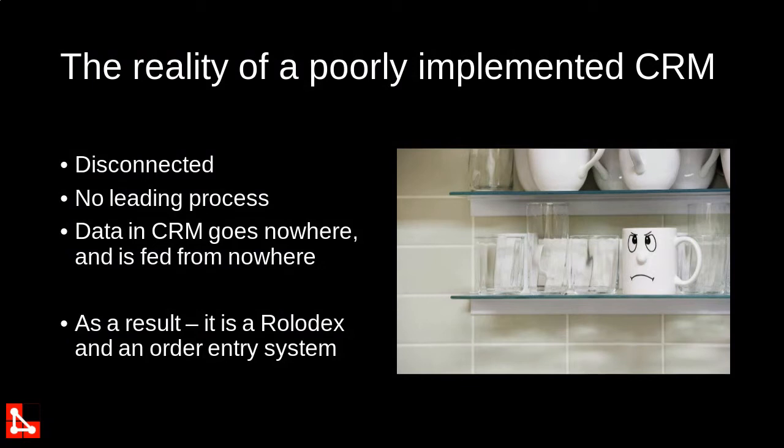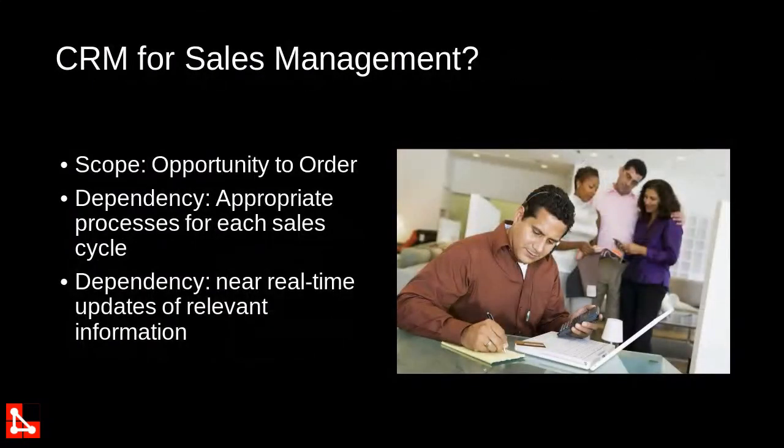So CRM for sales management. Okay, so what's the scope? What does it contain? Because we're obviously not talking just customer 360 here. It's actually from the opportunity or the deal to the order, all the steps in there. So I would say we touch a little bit on the marketing funnel here as well, but the sales management aspect itself is from opportunity to order. So that's the sales funnel.